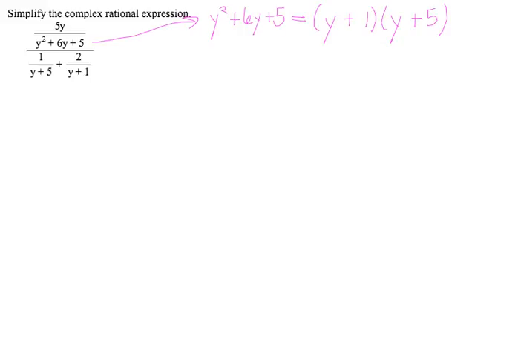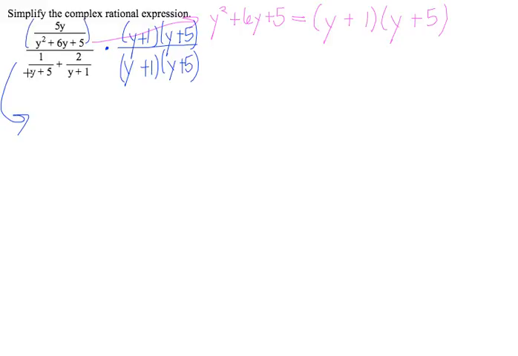So I'm going to multiply the entire problem, I'll just do it right here, the entire problem by y plus 1 times y plus 5 over itself. Let's go ahead and add in some parentheses there, there, and there. Okay, so now I need to distribute.